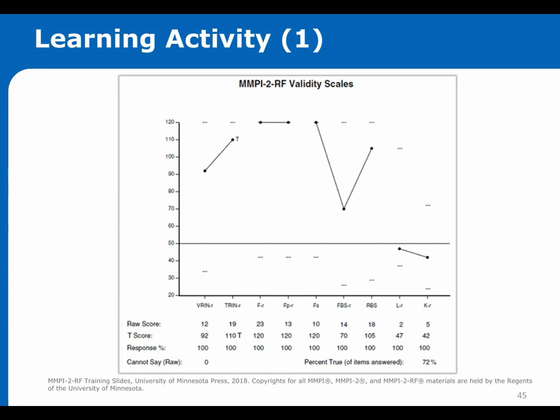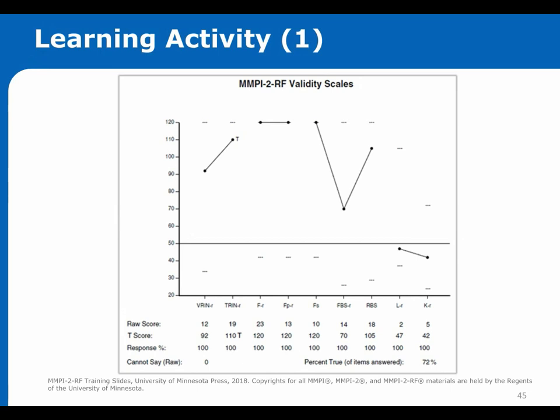So we'll begin the interpretation by looking at Cannot Say. That score is 0, so we're good to proceed. Next, we'll look at VRIN and TRIN, and we see that both of these scales are elevated above the highest cutoff of ADT. So that indicates that there's excessive random responding as well as fixed true responding in this profile.